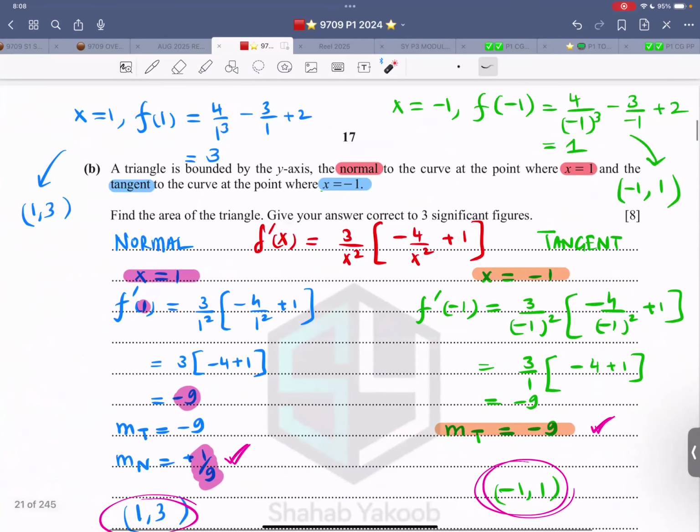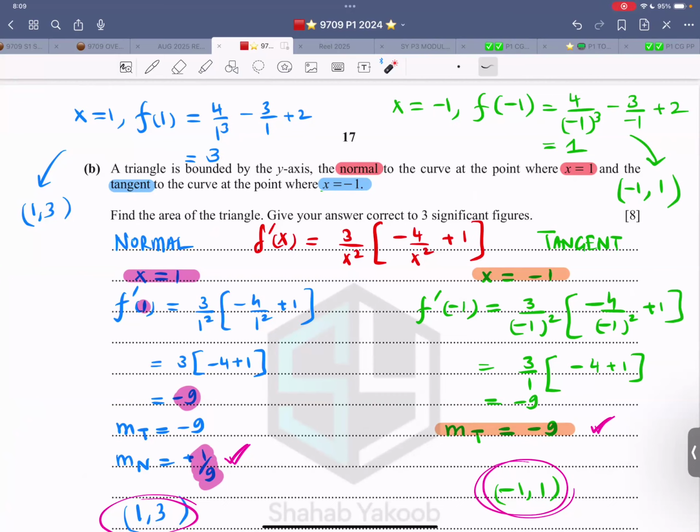Now it says a triangle is bounded by the y-axis, the normal to the curve at the point where x is equal to 1, and the tangent to the curve where x is equal to negative 1. So now, first of all, you already have the derivative. I'm just readjusting things. And let me just set up my mic over here. So now over here, it says find the area of the triangle.